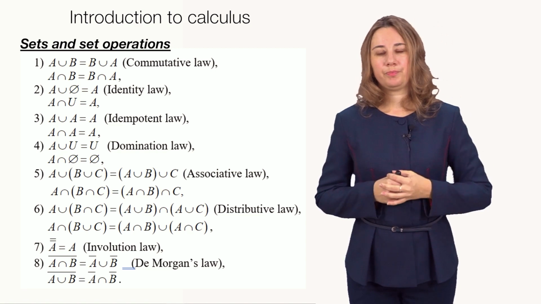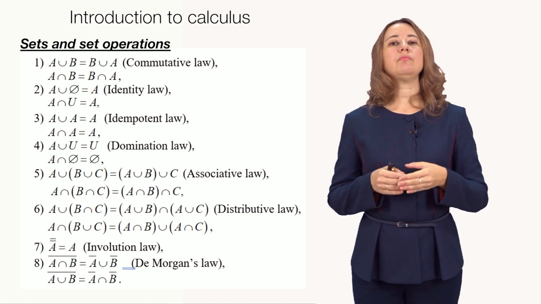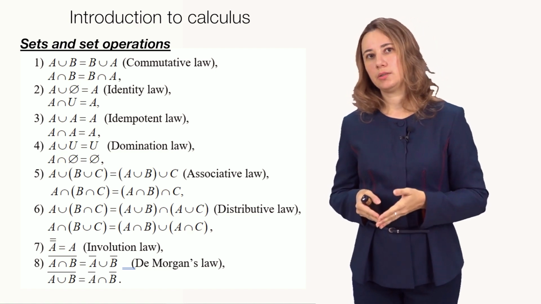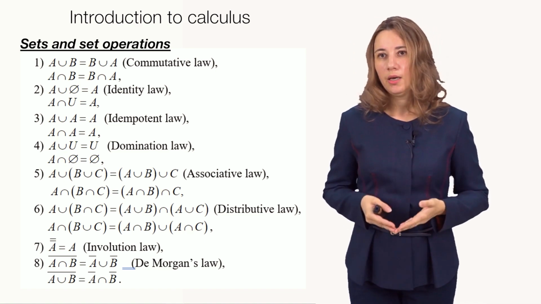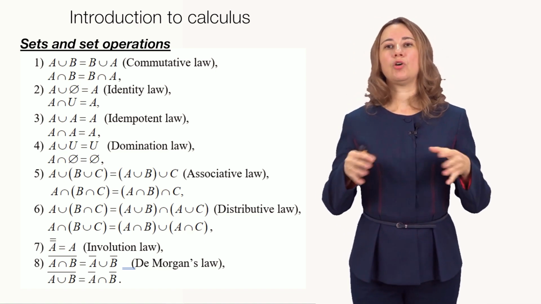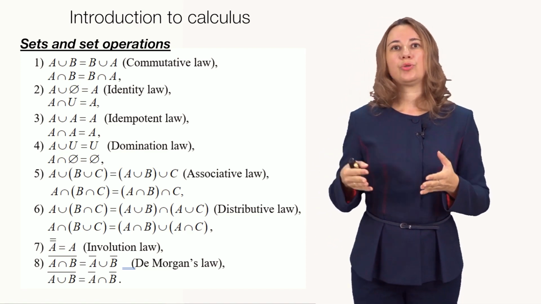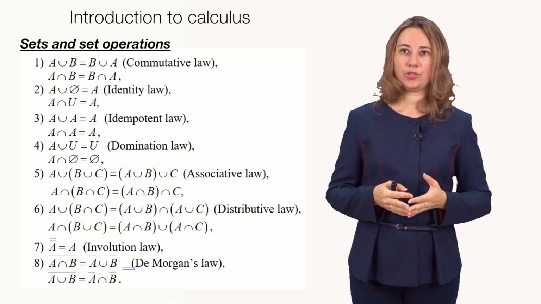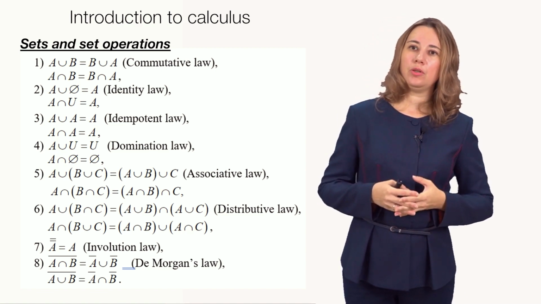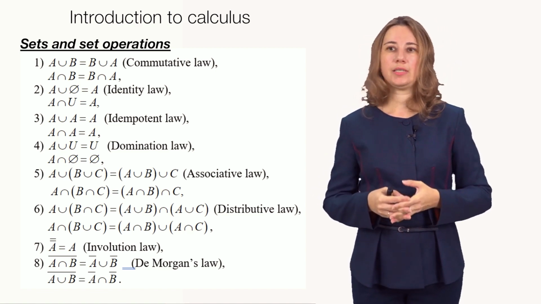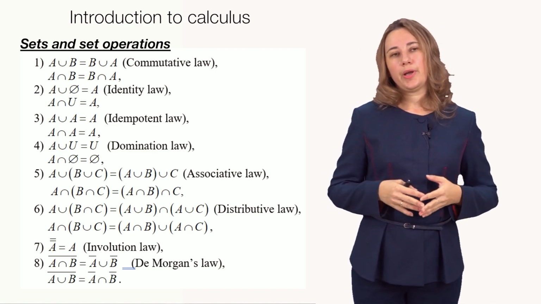This property is called the commutative law. The next property, A union the empty set, results in our given set A. Or, for example, A intersection A is A, A intersection the universal set is A, and these two properties are called the identity law. Then we can consider the idempotent law, then the domination law, associative law, distributive law, involution law, and the De Morgan law.